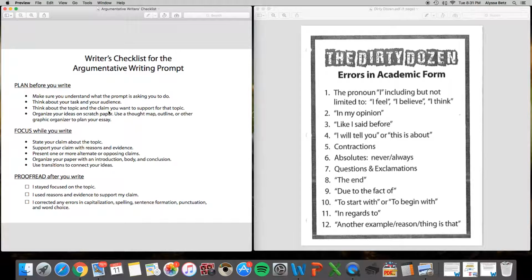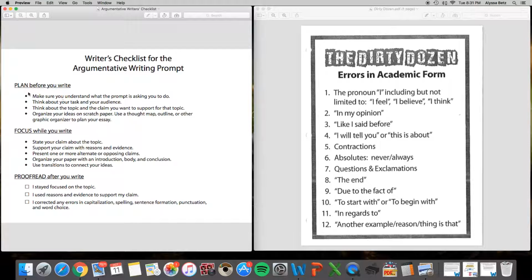You're going to think about the topic and the claim that you want to support for that topic. So for argumentative writing, you have to take a stance on an argument. You can't be on both sides of an argument when you are writing an argumentative piece. You need to choose one clear, distinct side of the argument, and then you're going to find some support for that. The next step is to organize your ideas on scratch paper, and you can do this through the use of a map or an outline or a graphic organizer.